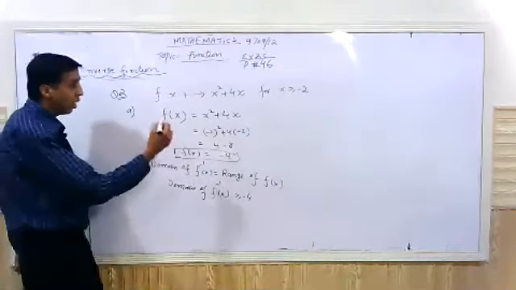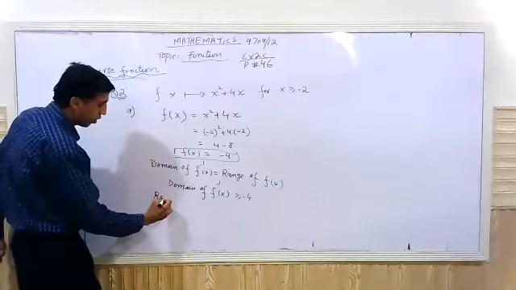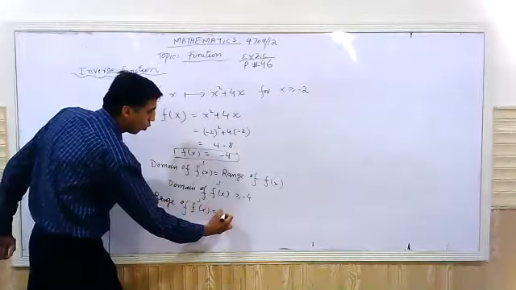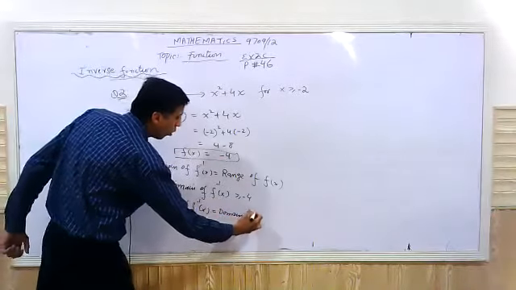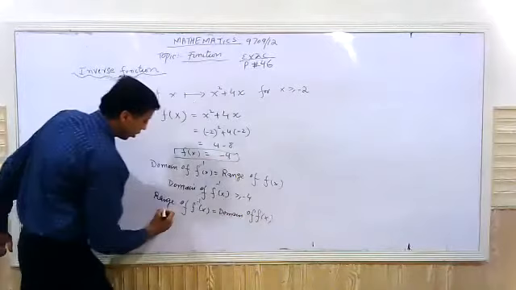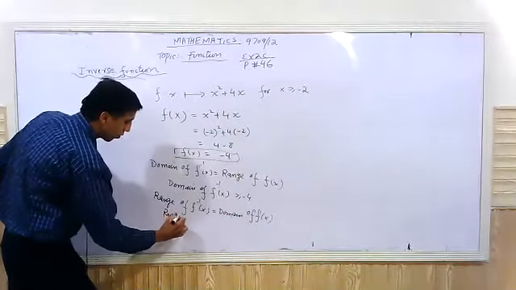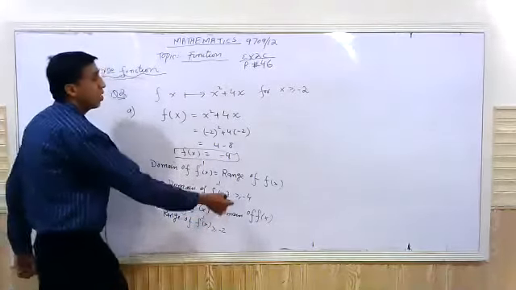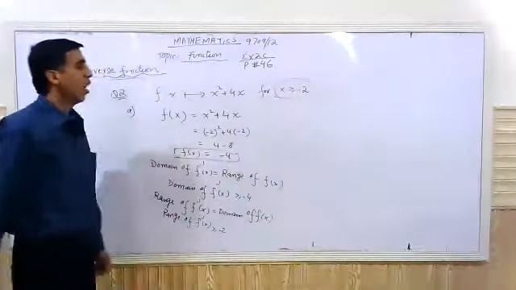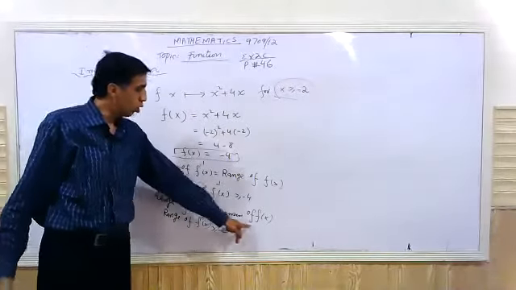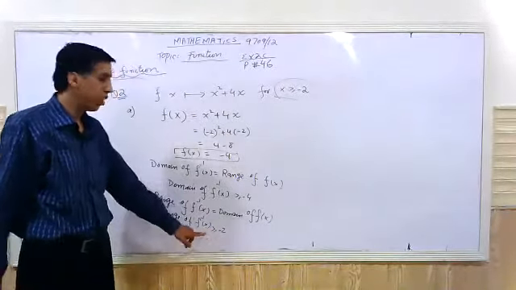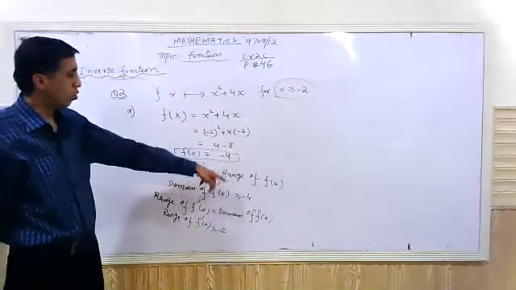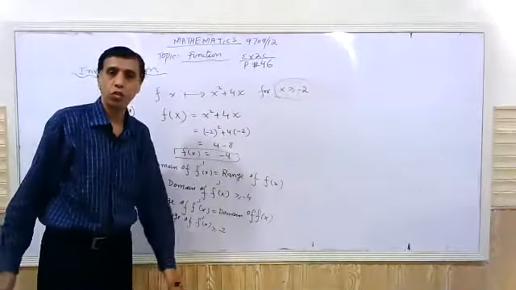And how to get the range? Range of f inverse x is equal to domain of f of x. So the range is, because the domain is given in my question, x greater than or equal to -2, I will write the domain over here. So the range of f inverse x would be greater than or equal to -2.